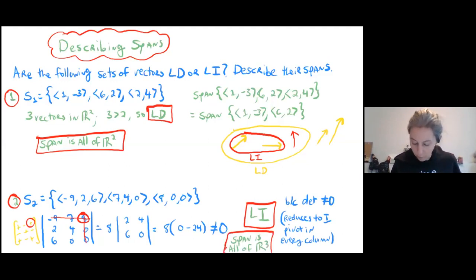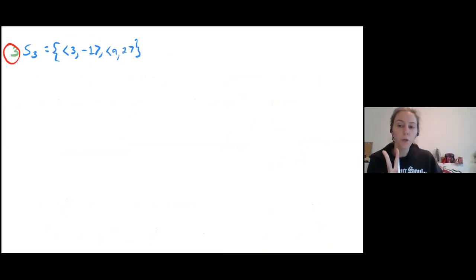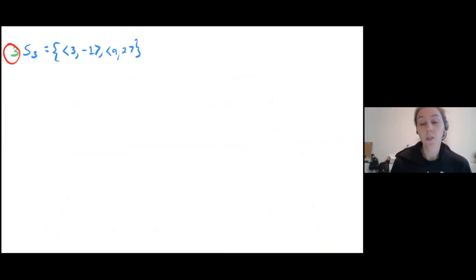All right, next question. So number 3 here, we're going to look at S3 is equal to 3, -1, 9, 2. Here I have 2 vectors in R2. Actually, it doesn't matter what space they're in. When we have 2 vectors, we just have to check, are these things scalar multiples? And the answer is no, they're not.